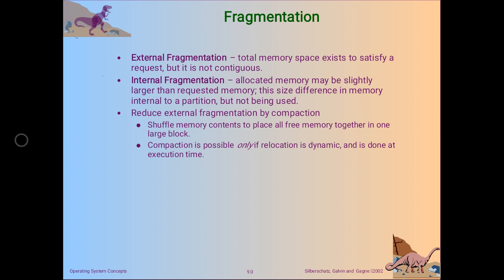One solution to the problem of external fragmentation is compaction. Compaction means shuffling the memory contents and placing all free memory together in one large block. Compaction can be done only at runtime, that is, if the relocation register is dynamic. Another solution for external fragmentation is making the memory non-contiguous, that is, the paging and segmentation schemes.